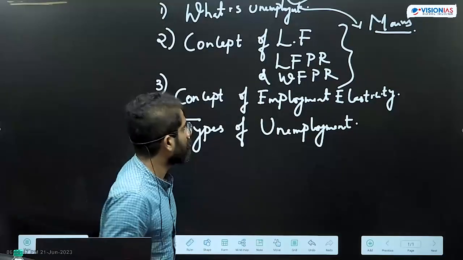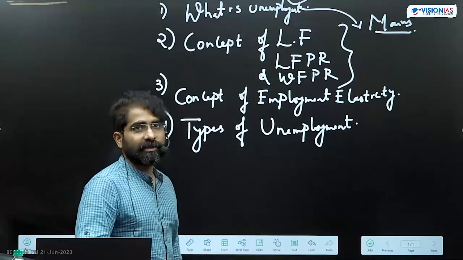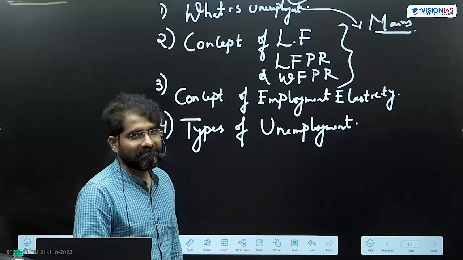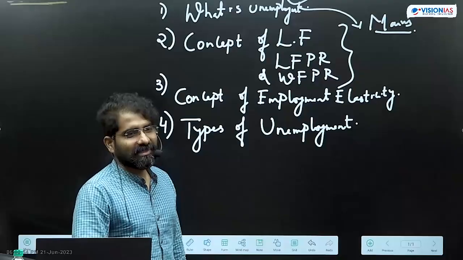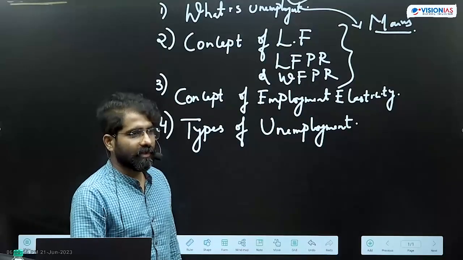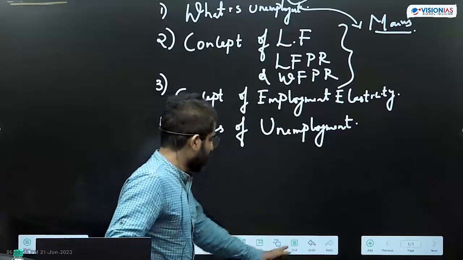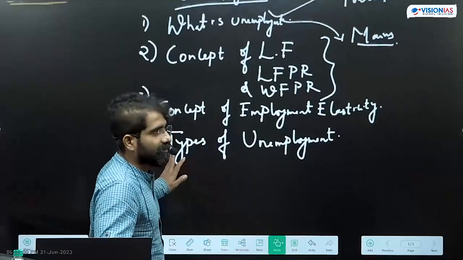Obviously, this is a new chapter, online students. National income is over, unemployment is a separate topic.